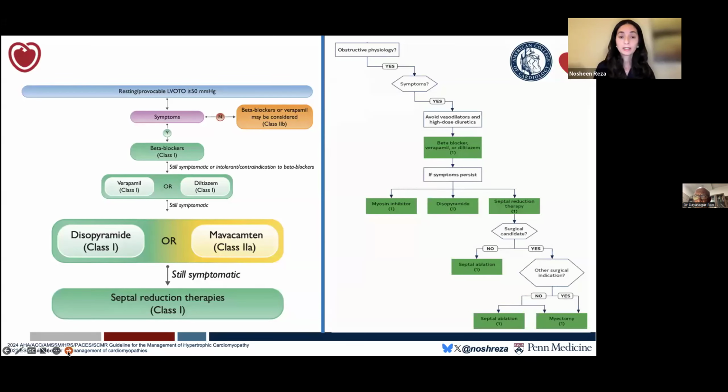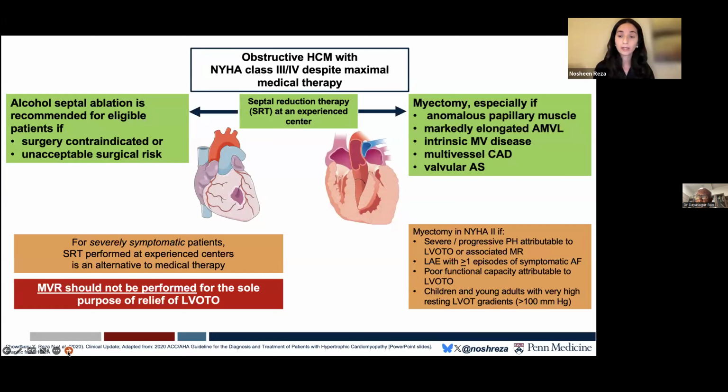And on the right side, we have patients who are indicated to undergo myectomy, especially if they have other abnormalities of the cardiac structure, especially related to the mitral valve or intrinsic coronary artery disease that would also benefit from a concomitant operation, or valvular aortic stenosis that would also benefit from a same-site, same-time operation.